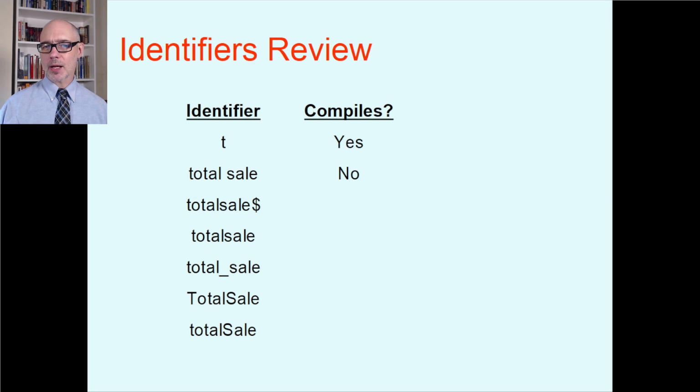Total cell, no, because there's a space in it. You can't have spaces in variable names. To the compiler, that's going to look like two different variable names. So that's not a variable name. Next one, no, because of the $ sign. Weird symbols are not allowed.